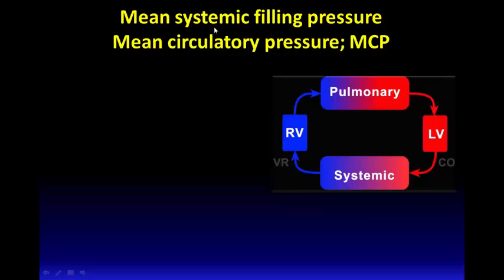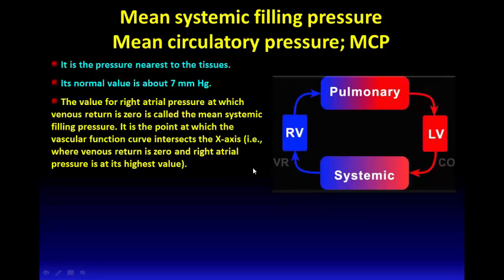This is the mean systemic filling pressure, which is also known physiologically as the mean circulatory pressure, or MCP. This is the venous pressure nearest to the tissues. Its normal value is about 7 millimeters of mercury. It's difficult to measure this pressure, however, we determine it indirectly. The value for the right atrial pressure at which venous return is 0 is called the mean systemic filling pressure.